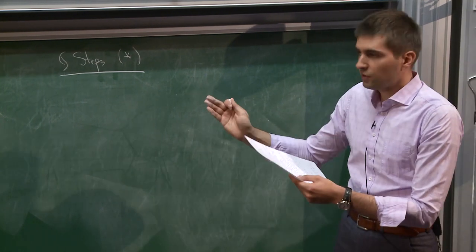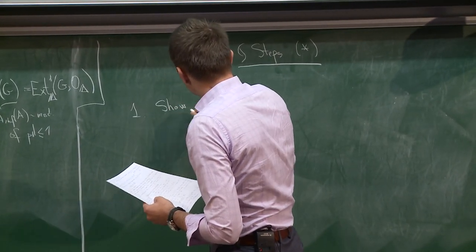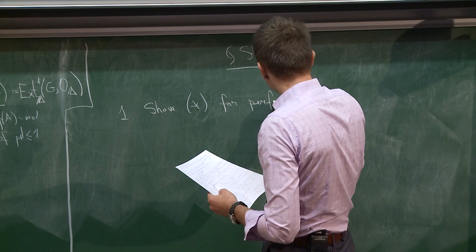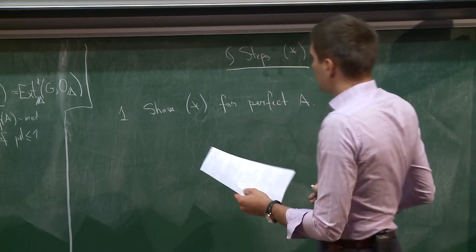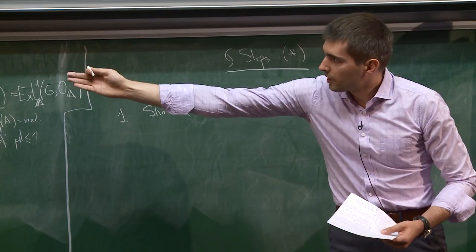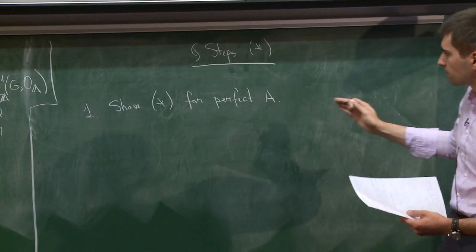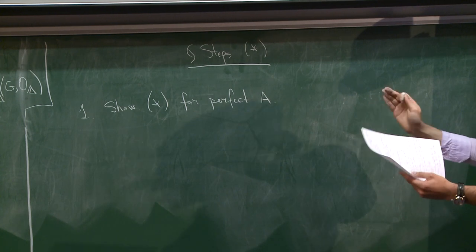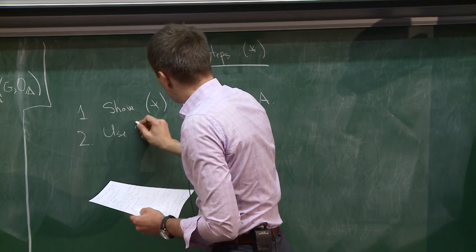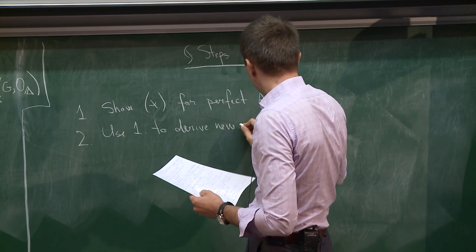So the steps for proving this key formula star is to first show it in a case when A is perfect in positive characteristic. Here one uses crystalline Dieudonné theory, classification like that, which was established by Berthelot and Gabber, and also written by Lau, and this case is significantly simpler, but one shows it first, and then one uses this case to derive new properties of FPPF cohomology.